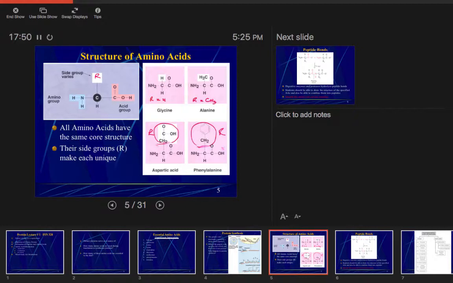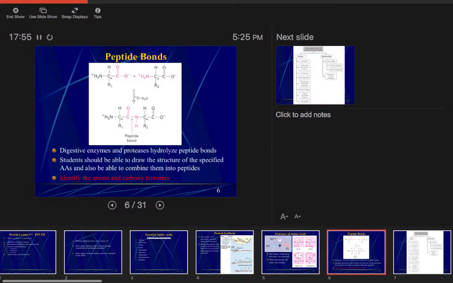Okay, so that's what makes them unique, that side chain. So at pH 7, will the OH have the H or will it be negative? It'd be like this. Hydrogen dissociates. So here's one amino acid. And if you put an H right here, that's glycine.